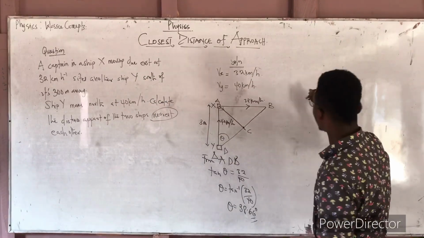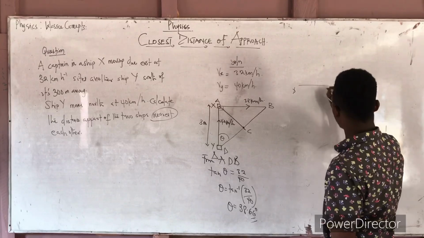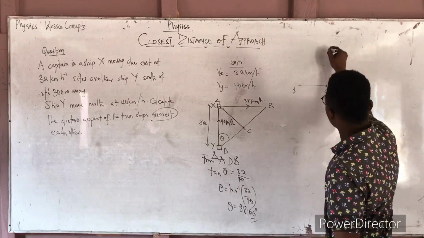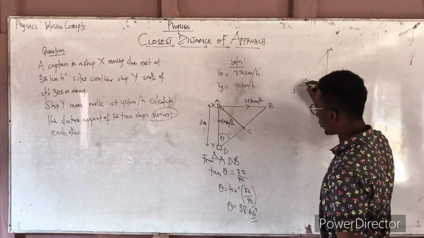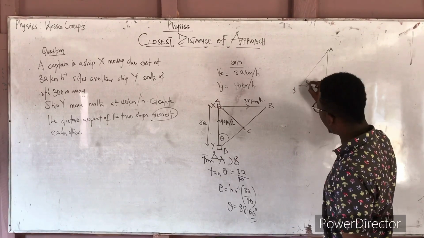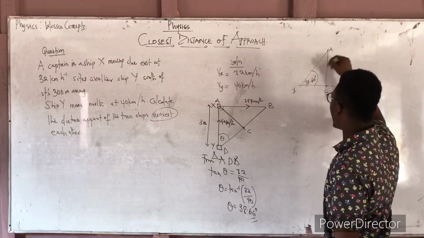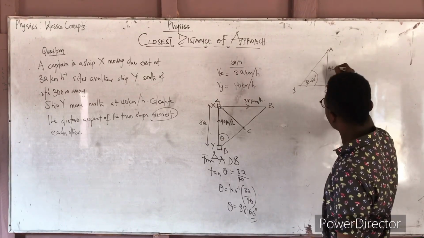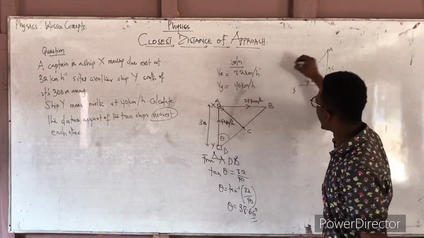So therefore, this is D, B, and this point is C, and A is perpendicular to C. So D here is the angle we found now, which is 38.66 degrees. So now I want to find AC. You know AD. AD is the distance of about 300 meters.